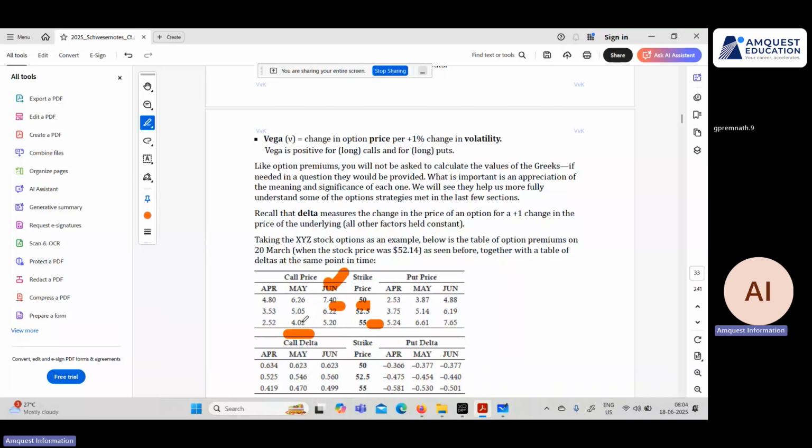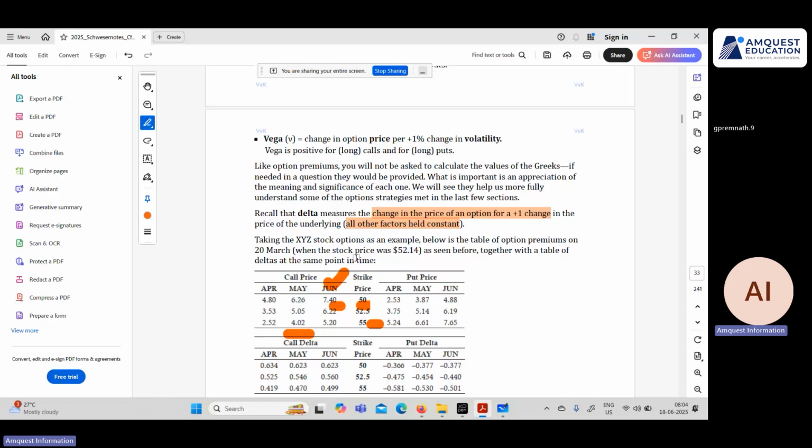Look at this one. Delta measures a change in the price of an option for a 1 unit change in the price of the underlying, assuming all other factors held constant. This is the most important part, right? So we assume that everything is constant, and then we are looking at it.